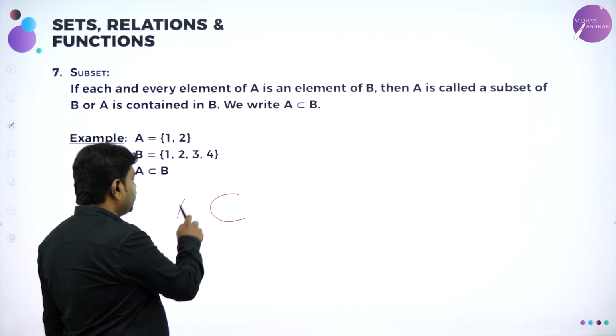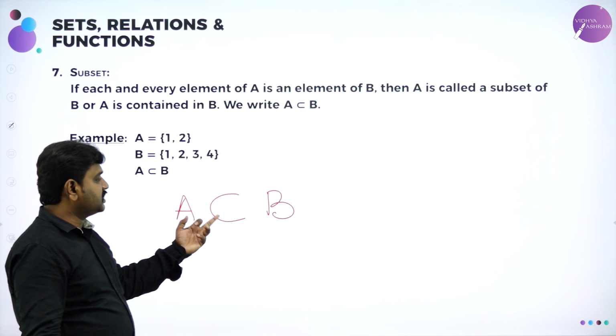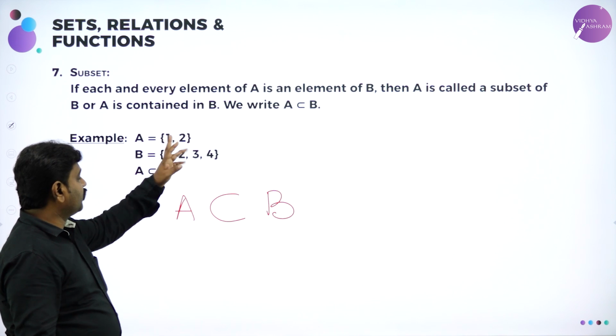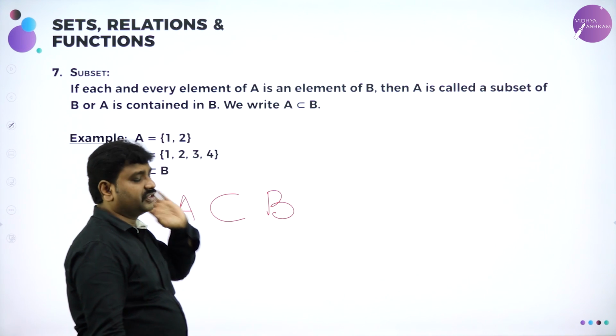And we read this as A is a subset of B. How to read this? A is a subset of B. And A is 1, 2, B is 1, 2, 3, 4. We read this as A is a subset of B, and we write subsets like this.